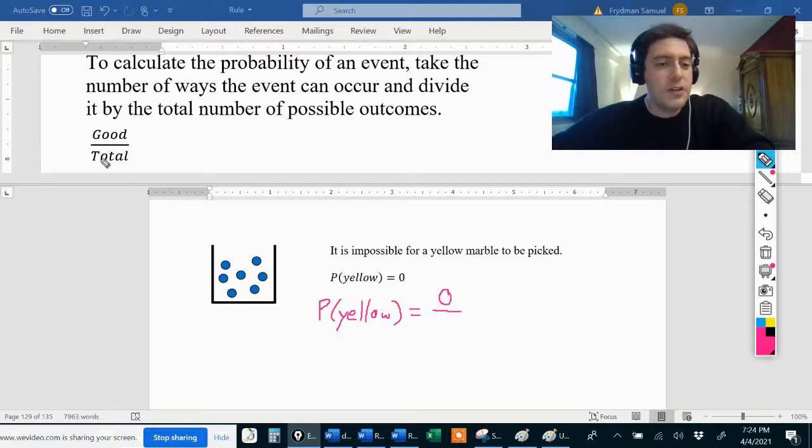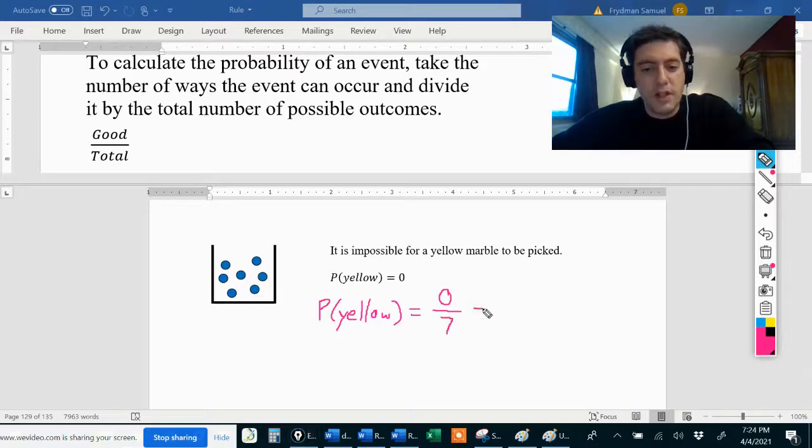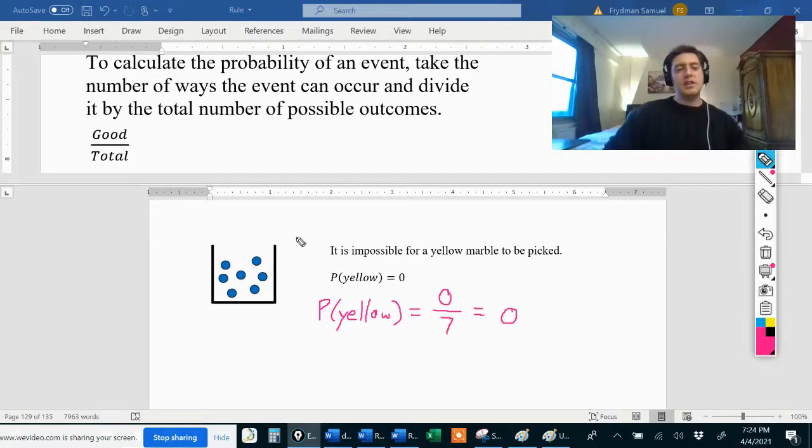Now, what about the total? The total number of marbles in that box is 1, 2, 3, 4, 5, 6, 7. So we'll put 7 in the denominator. And what is 0 divided by 7? Well, that's just 0. So you can see that by using this definition, good over total, we do get 0, which is what we said should happen: if something is impossible, the probability should be 0.